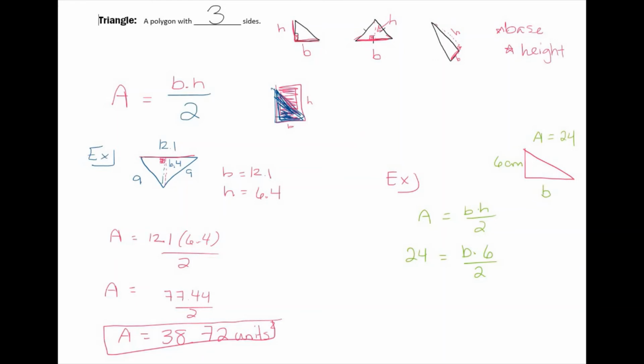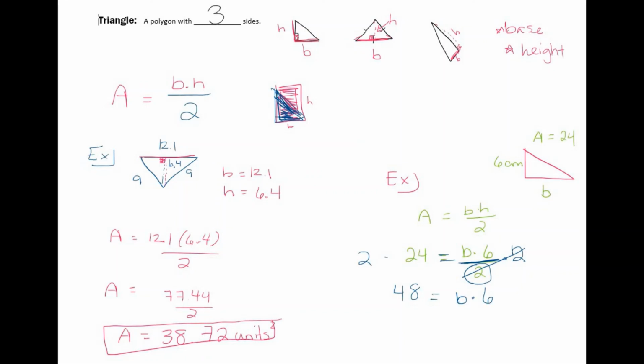Now, our first step here is we need to get rid of this 2 on the bottom. Remember that a fraction is division. So to undo division, because remember we're solving an equation, to undo division we need to multiply by 2. So I would multiply by 2 on both sides. 2 times 24 is 48 is equal to, now I have a 2 in the numerator, 2 in the denominator, they become 1, so I'm just left with 1b times 6.